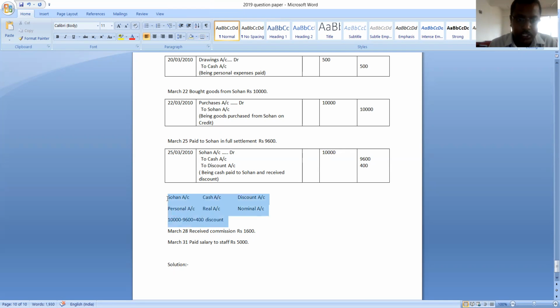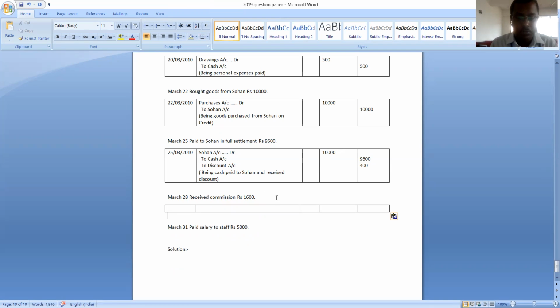Next transaction, it is dated 28th March 2010. What is the transaction? Received commission rupees 1,600. Received means which account? Cash account. Another account is commission account. Cash account is which account? It is real account. Commission account is which account? It is nominal account. Now tell me which account should be debited and which account should be credited.